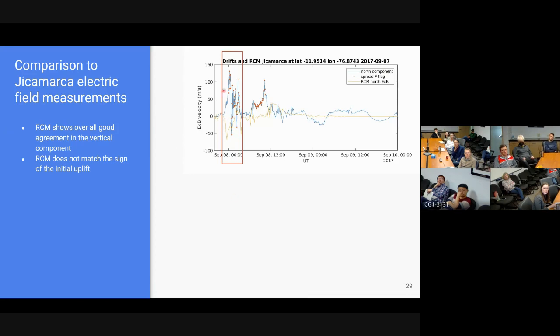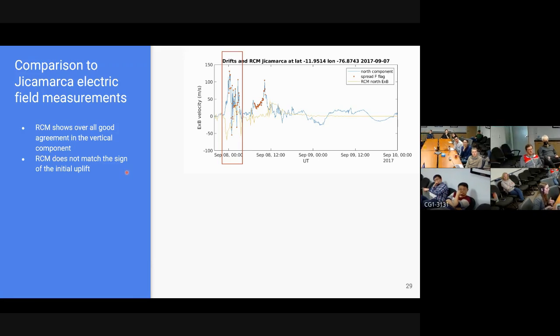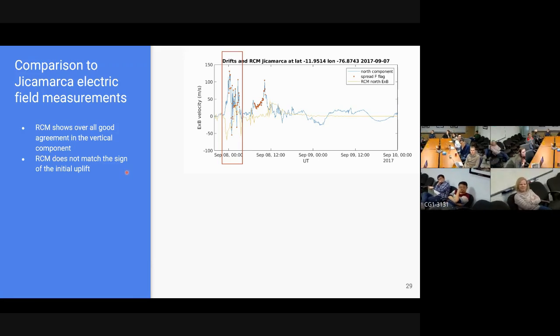So right at the beginning of the main phase of the storm, when we had that large prompt penetration electric field that I discussed earlier, observed by Jicamarca, RCM actually does not show a prompt penetration electric field. It shows a negative reaction in vertical drift. So even though it's getting the timing correct, it's not matching the sign of the initial uplift. It's obviously a really big issue. If I want to look at the effect of prompt penetration electric fields, I would really like for my model to create prompt penetration electric fields.